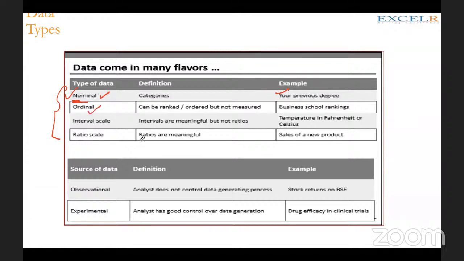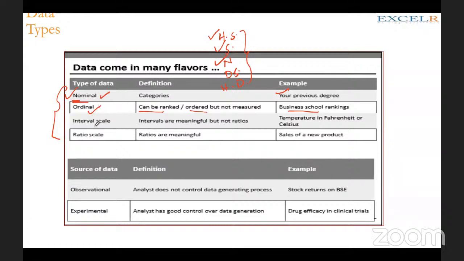And ordinal. Ordinal, or ordered data, can be ranked, ordered. University rankings, business school rankings, or the customer survey, where customers would give us highly satisfied, satisfied, neutral, dissatisfied, highly dissatisfied, right? We can arrange these in a particular order. Start with highly satisfied, satisfied, neutral, like that I can arrange. So these ratings also come under ordinal data.